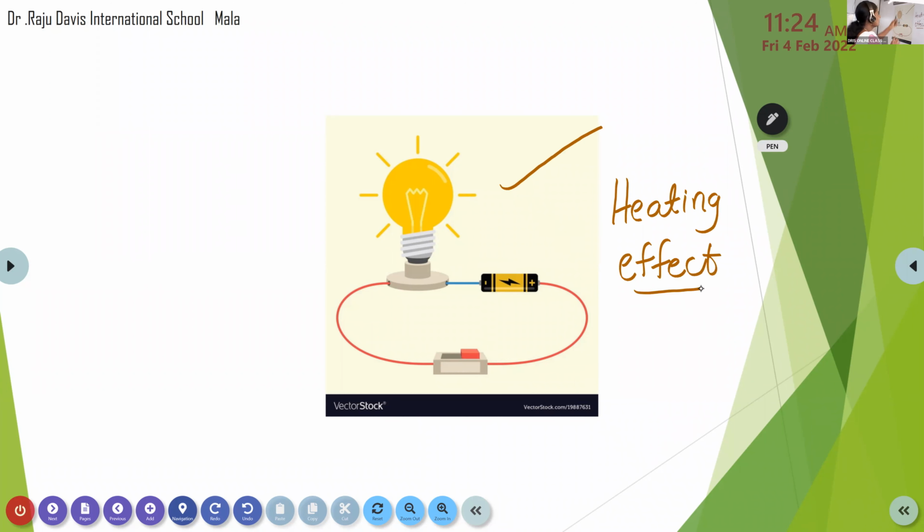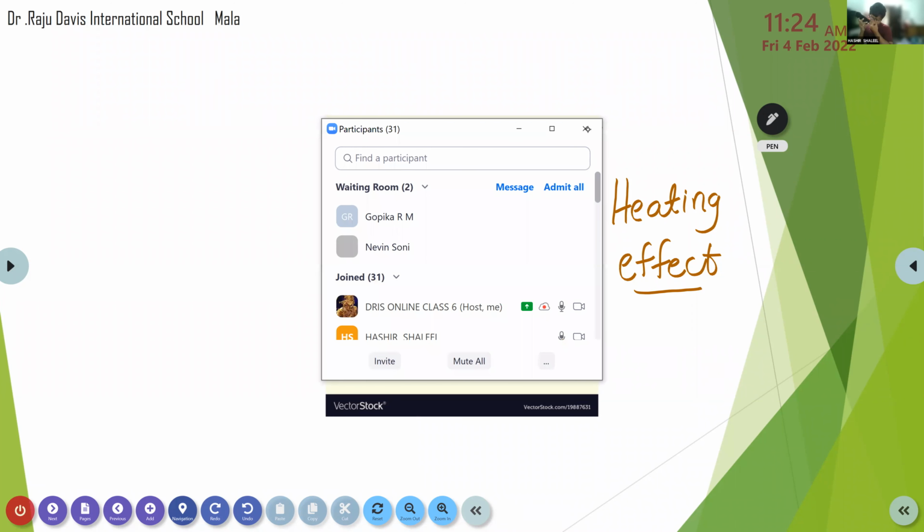Heating of what? Why does the bulb glow? What is the reason? Heating of the filament. There is one filament inside the bulb. So when we pass electricity, the filament is heated. Because of the heat, the bulb glows.